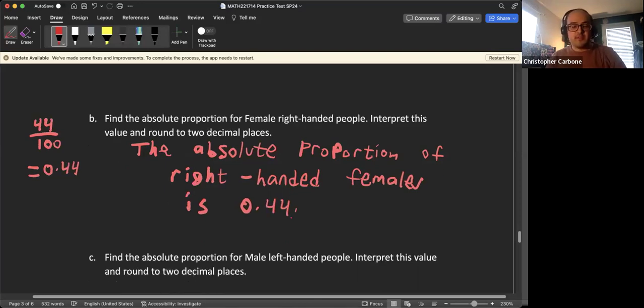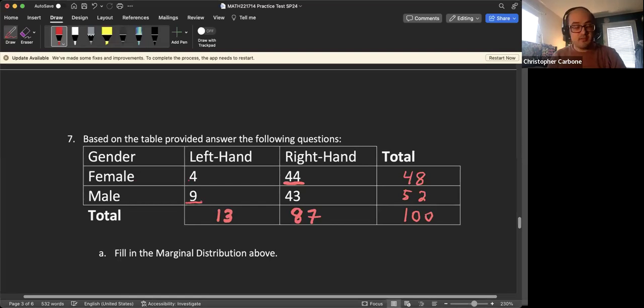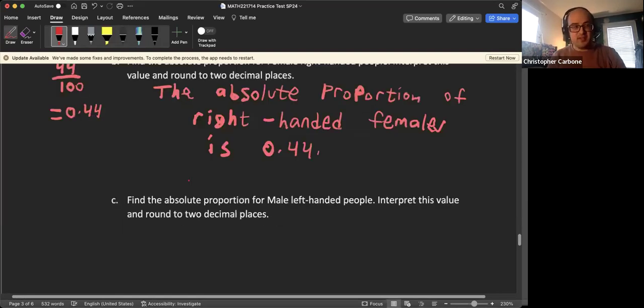Part C wants the absolute proportion for male left-handed people. So male left-handed, again, absolute proportion. So 9 divided by 100, or 9%, or 0.09.